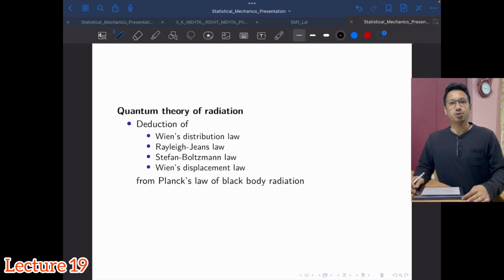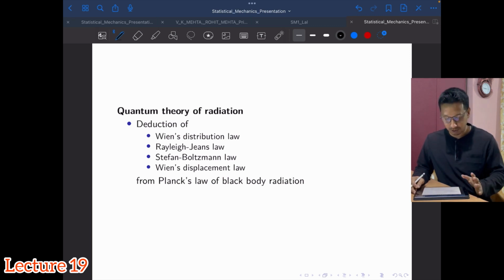Okay, so let us continue our discussion on quantum theory of radiation. In this lecture, we will try to deduce Wien's distribution law, Rayleigh-Jeans law, Stefan-Boltzmann law, and Wien's displacement law from Planck's blackbody radiation that we have studied in the previous video.